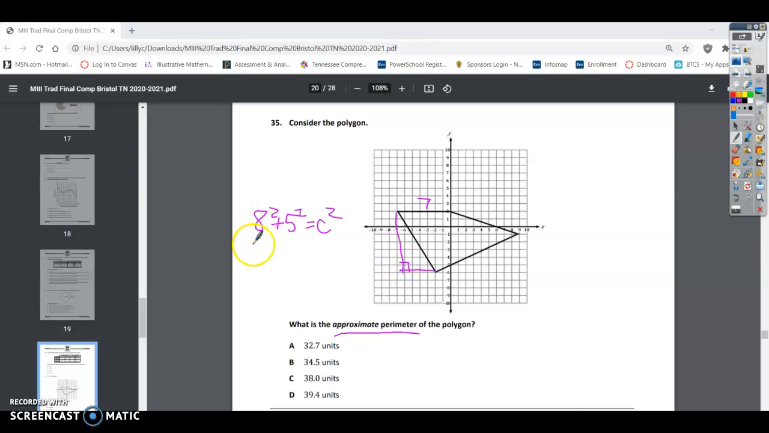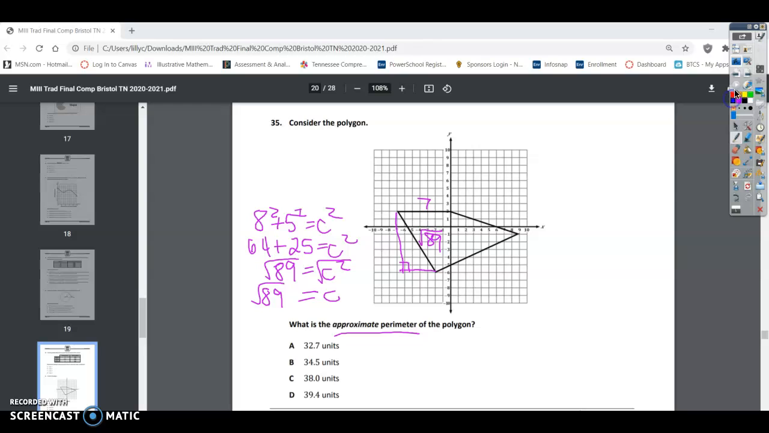All right, so 8 squared is 64 plus 5 squared is 25 equals c squared. 64 and 25 is 89. And take the square root of that. So c equals square root of 89. All right, so this side is square root of 89. Now we have to do that for the other sides as well.